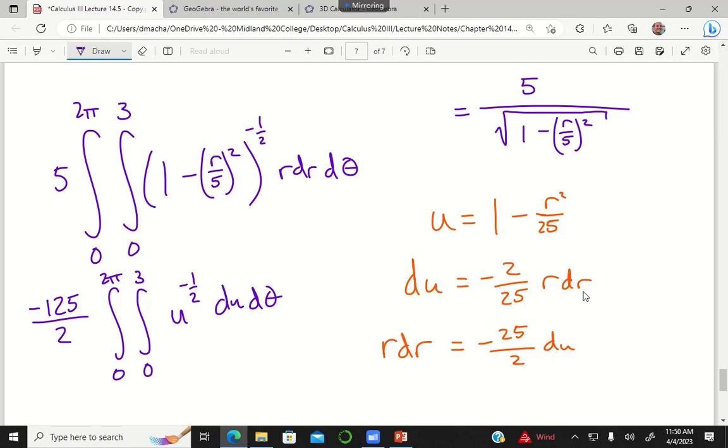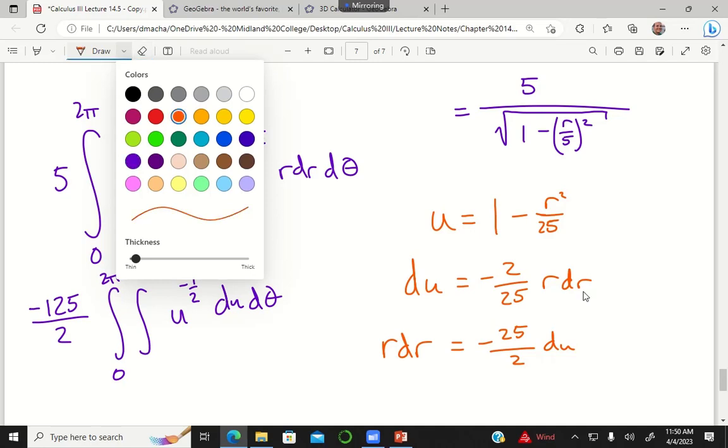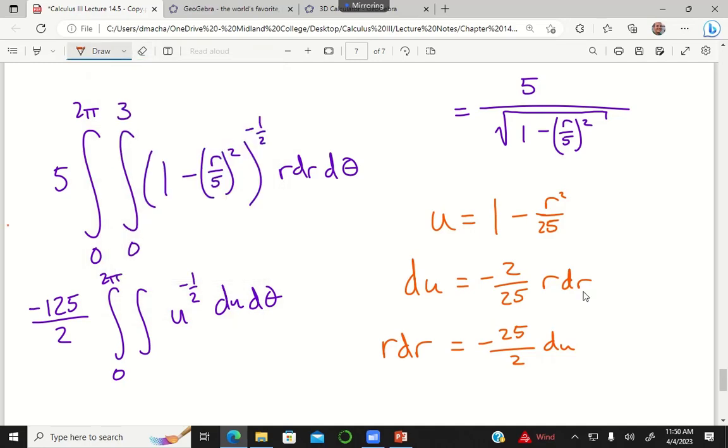Oh yeah, the bounds too, thank you. Very important. What are my new bounds? Lower bound 1, which is 16 over 25. Nice.